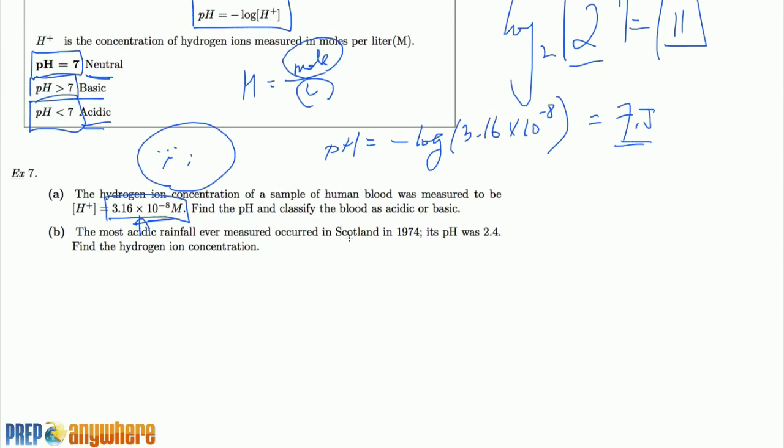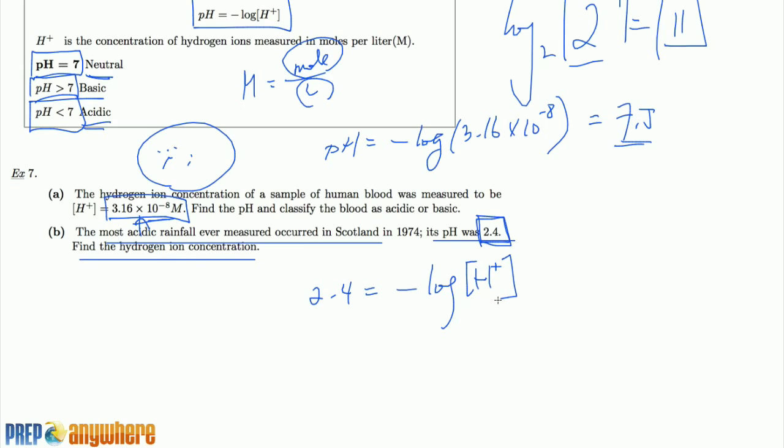Okay, so what about this? It says that the most acidic rainfall ever measured in Scotland has pH of 2.4. Okay. So what's the hydrogen concentration? So that means, here's how we set it up. 2.4 is equal to minus log of the hydrogen concentration. So we need to isolate this symbol here, the hydrogen concentration. So minus 2.4.